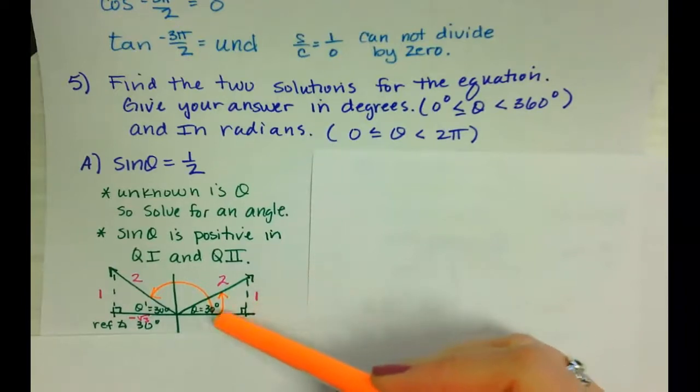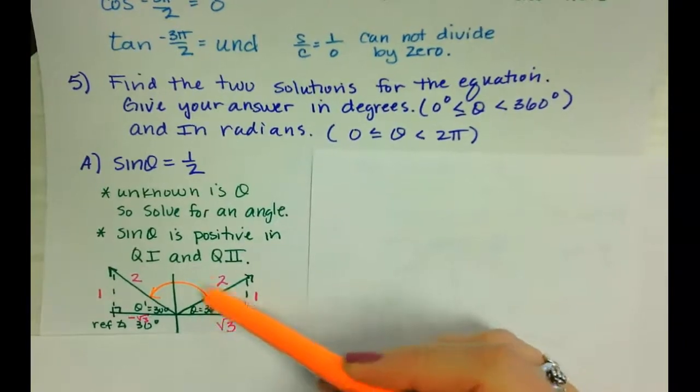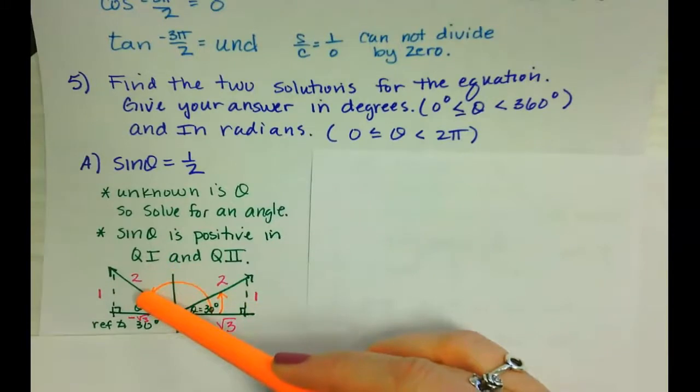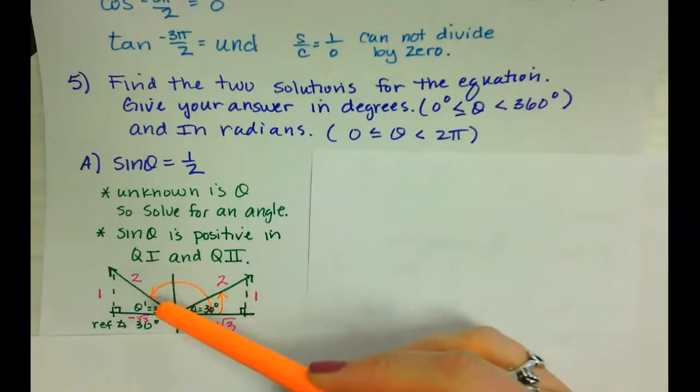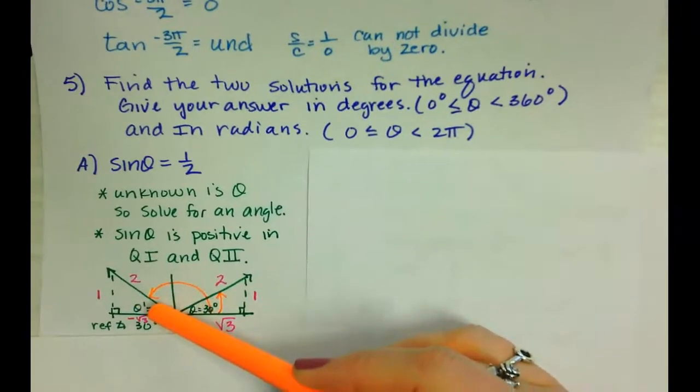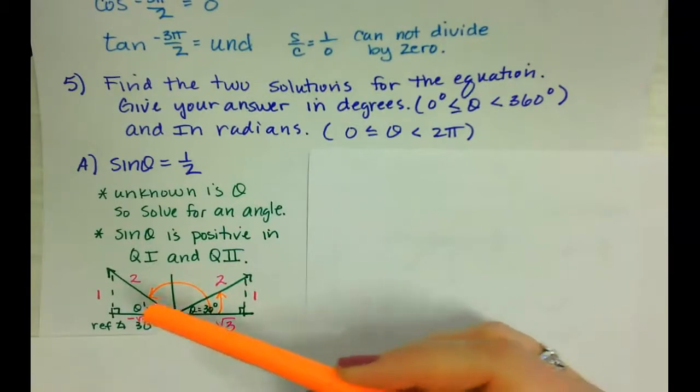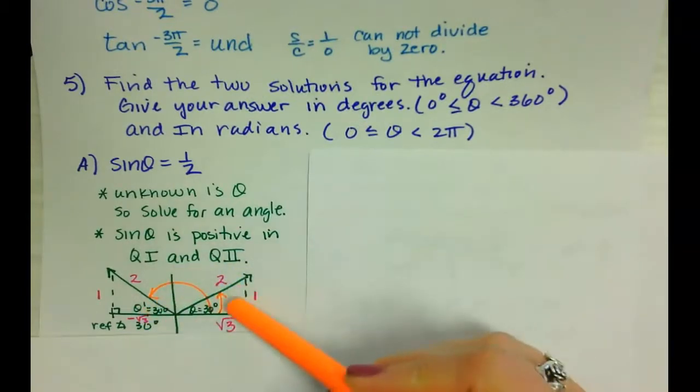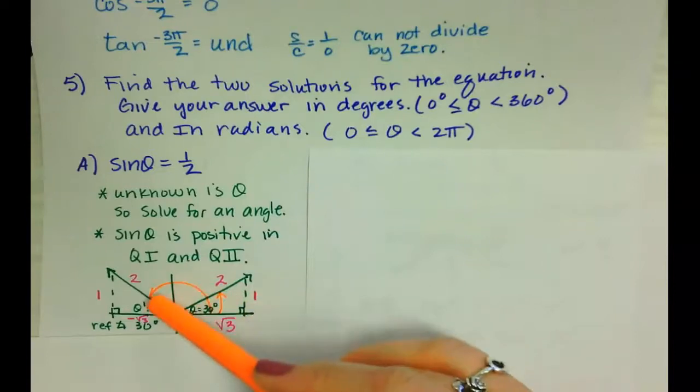Okay, so once we know this is 30 degrees, then we know the second angle is in quadrant 2. We know that we have a reference angle of 30 degrees over here because we could take 180 minus 30, and that would give us this angle right here.